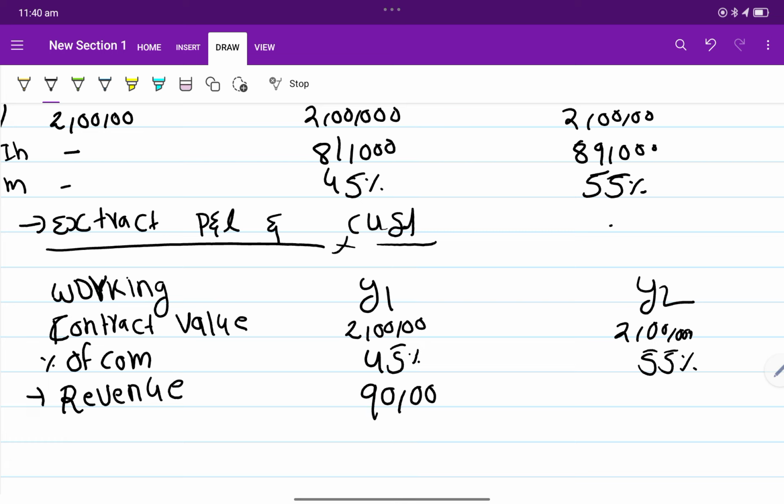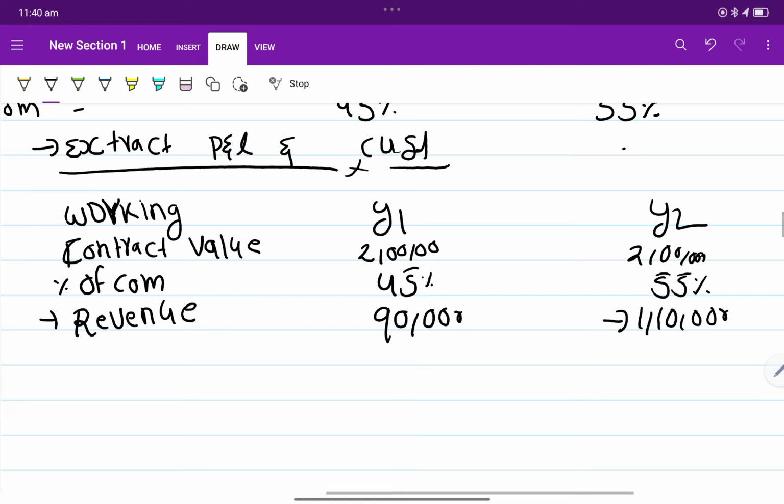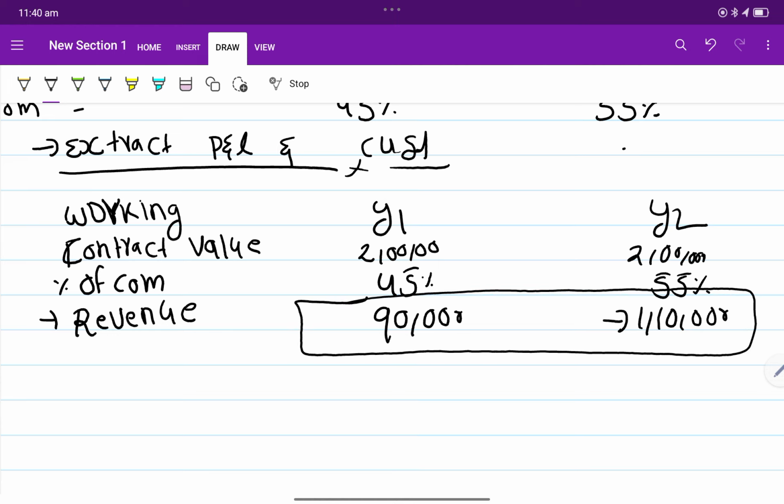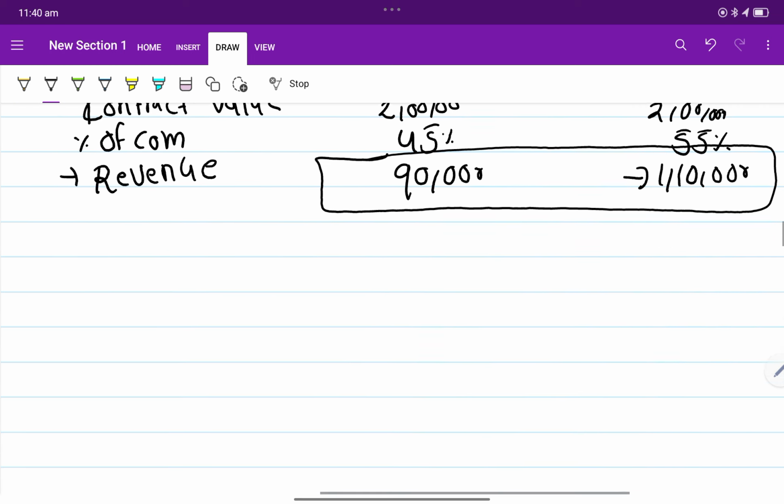So what is the revenue to be booked in the first year? 2 lakh into 45%, 90,000 rupees. And 2 lakh into 55%, how much? 1,10,000 rupees. So we have calculated the revenue to be booked in the first year as well as in the second year. Now we are going to do the extract of profit and loss account for the first year as well as second year.